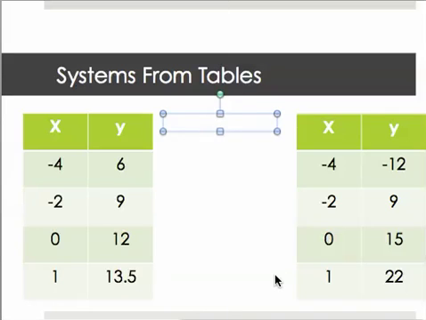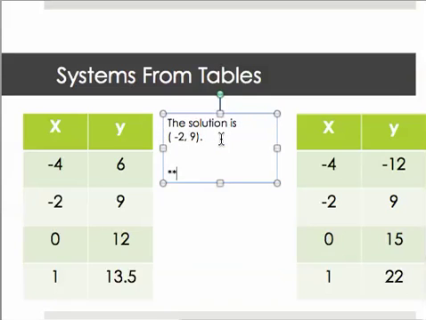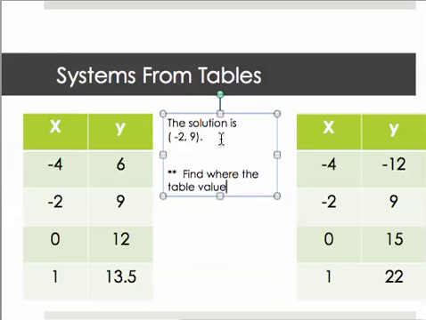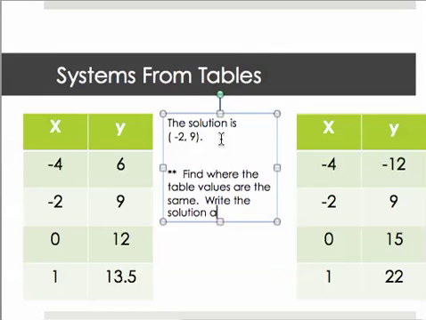So you'd write, the solution is, parenthesis negative 2, 9, because you need to write it as a point. Let me go ahead and do that so you can see it. Okay, the solution is negative 2, 9. So if you were taking notes, you would say, find where the table values are the same and then write the solution as a point. That's basically what you're doing. You're finding where they're the same, and then you write it as a point.